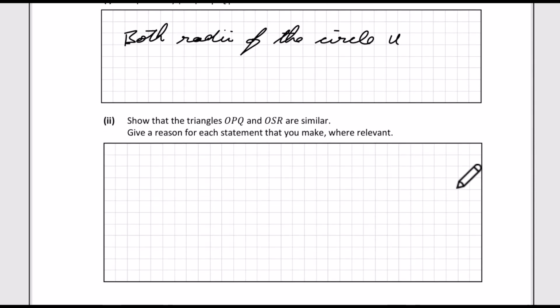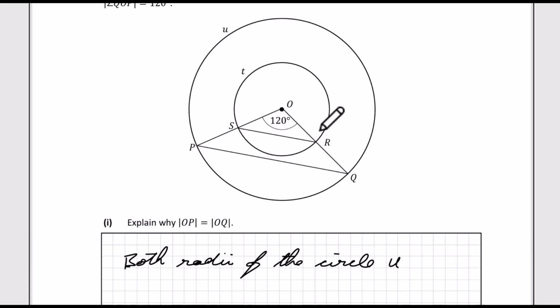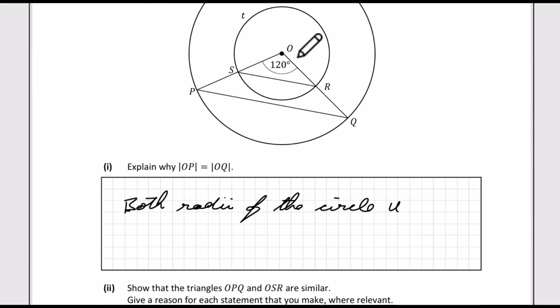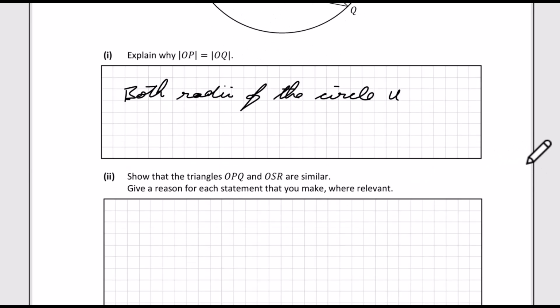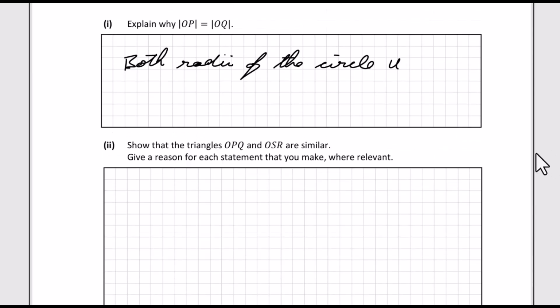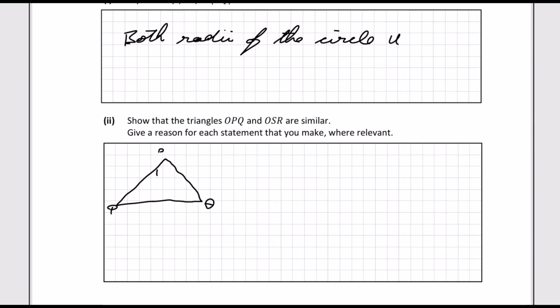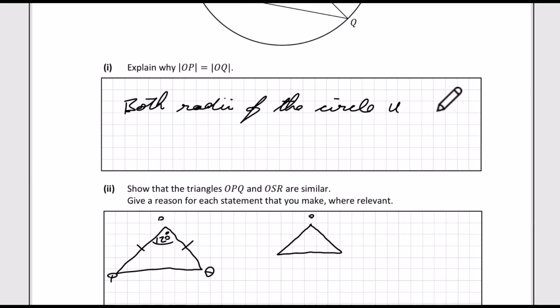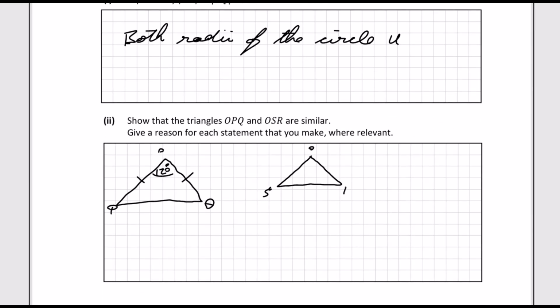Show that the triangle OPQ, this big triangle, and OSR, this little triangle here, are similar. Give a reason for each statement that you make where relevant. So if we draw the 2 triangles, the first one is OPQ. This is 120 degrees in here. This side is going to be equal to this side here because they're radii, both radii of the circle. If we take the smaller triangle then, again we've got O here, we've got S and R here. So this side here is going to be equal to this side here as well.